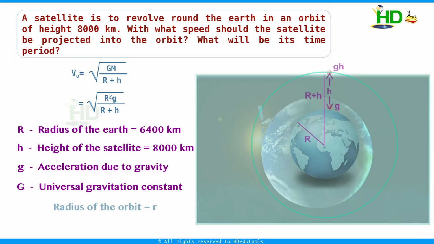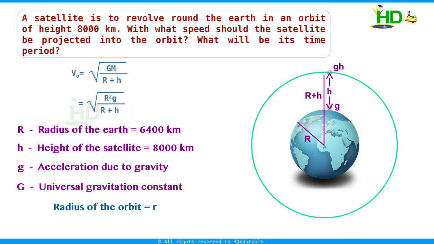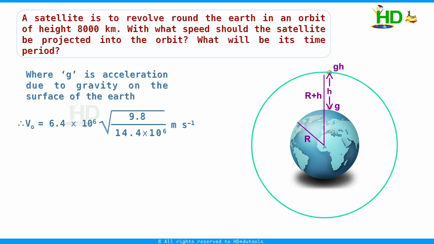In this case, the radius of the orbit of the satellite is R plus h, that is 6,400 km plus 8,000 km. Here capital R is the radius of the Earth, that is 6,400 km, and small h is the height of the satellite from the surface of the Earth. This is 14,400 km. On substituting the values, we get the orbital velocity v0 equal to square root of (6.4 into 10 power 6) whole square into 9.8 by 14.4 into 10 power 6.